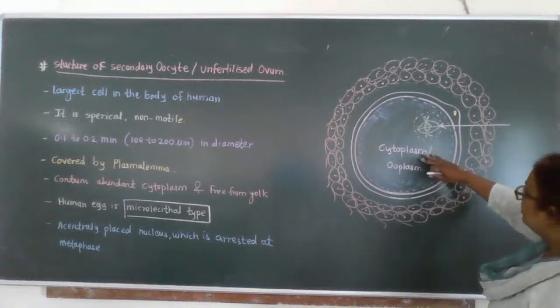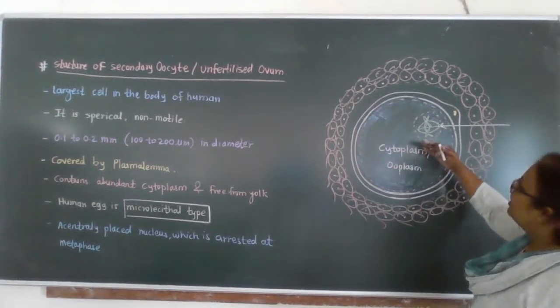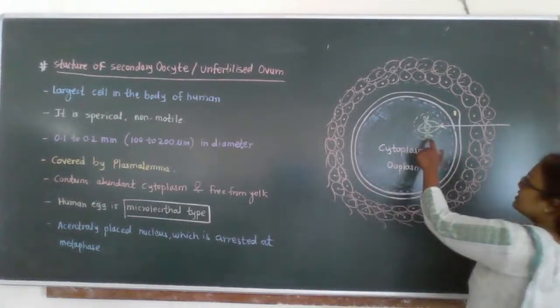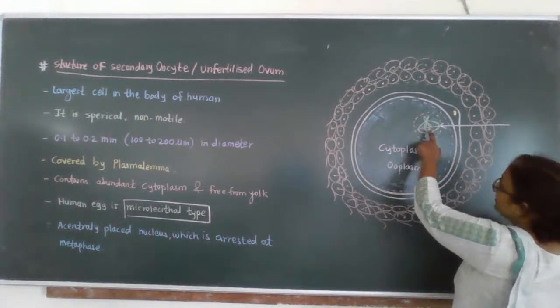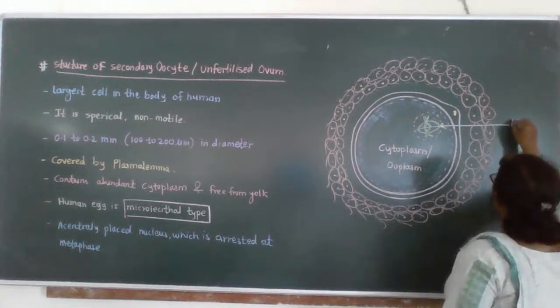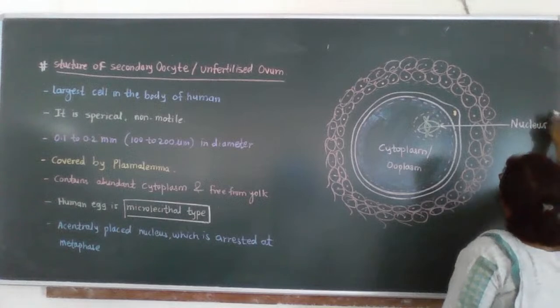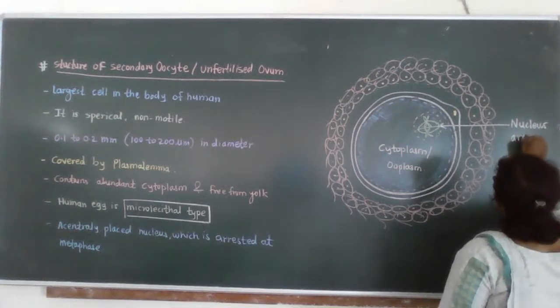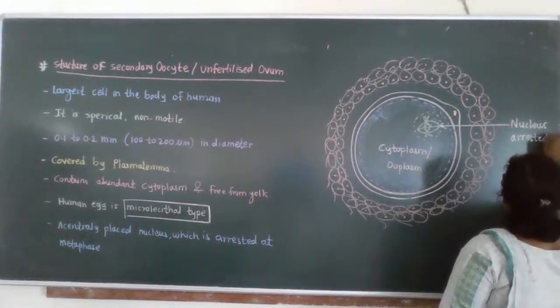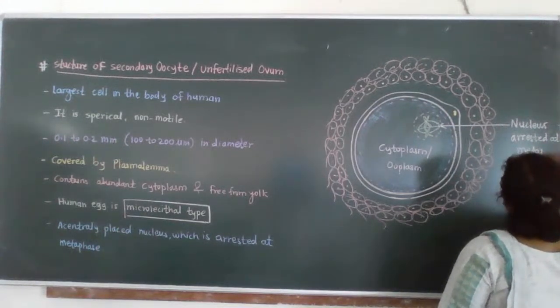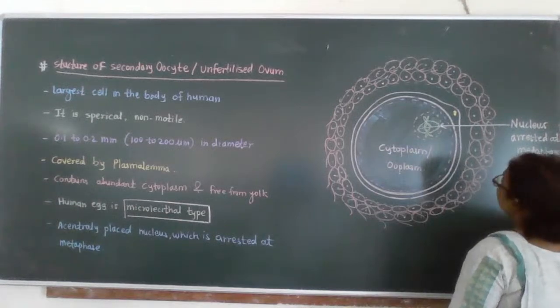Because of the abundant cytoplasm, the nucleus moves towards the periphery. That means the nucleus is kept at the periphery, and this nucleus is arrested at metaphase. So this is the nucleus. We will name it a nucleus, but it is arrested at metaphase, right?